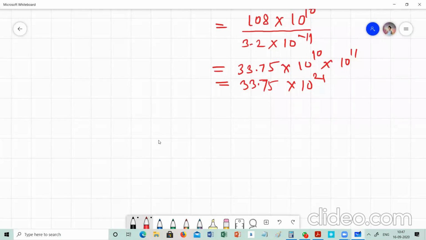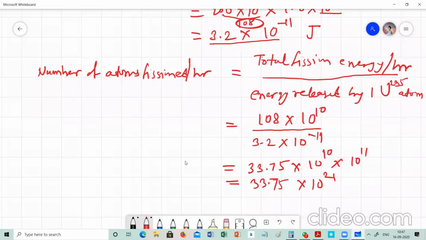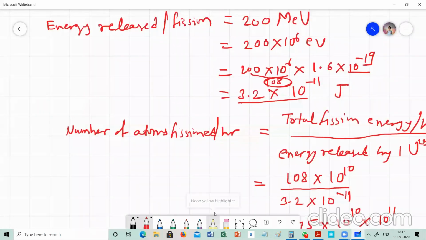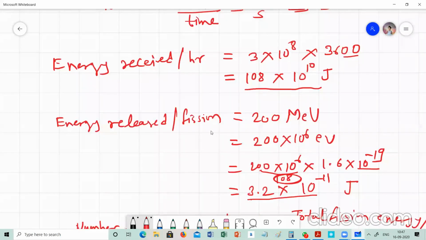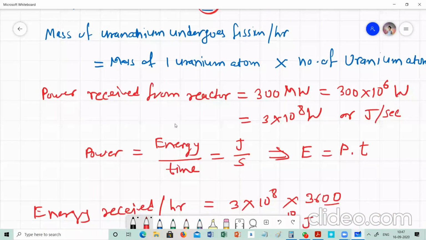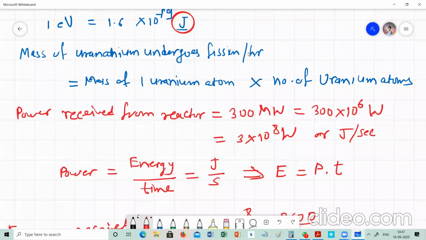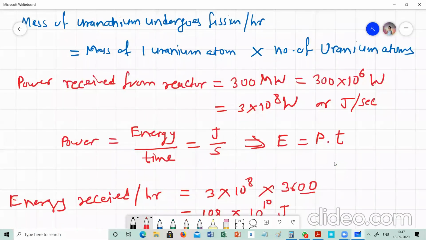Okay, they have asked for what? The mass of uranium undergoing fission reaction in an hour, which is equal to the mass of one uranium atom multiplied by the number of uranium atoms. Now we have the number of uranium atoms. We have to calculate the mass of one uranium atom.